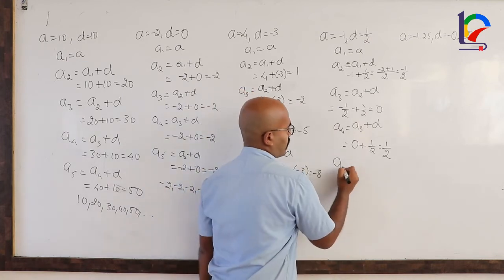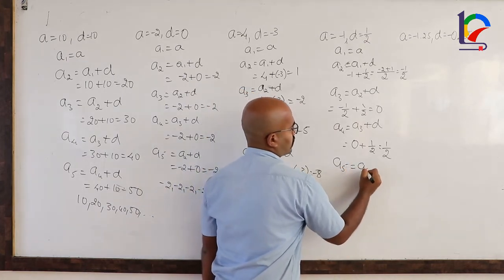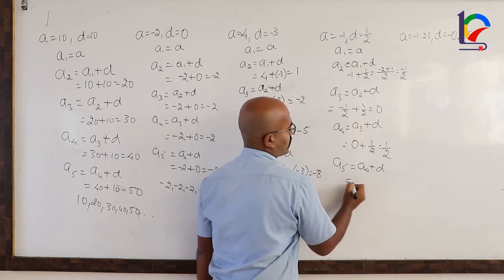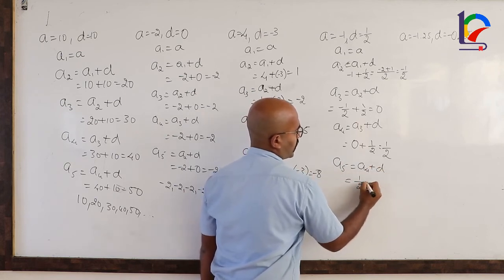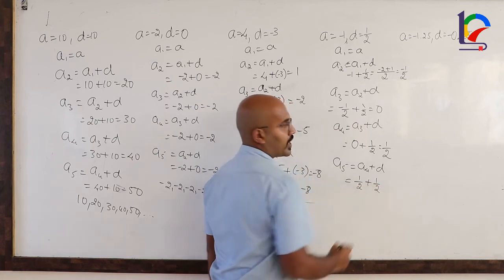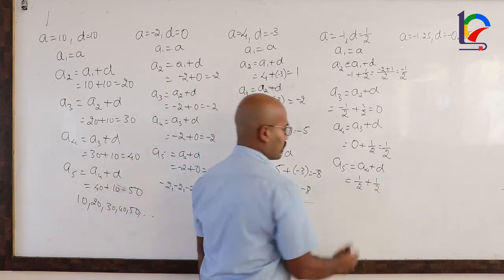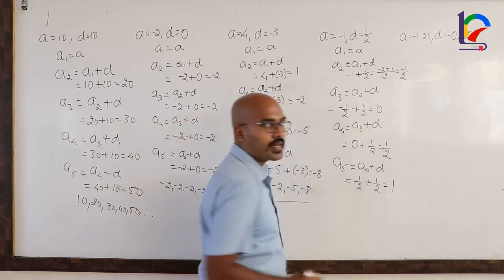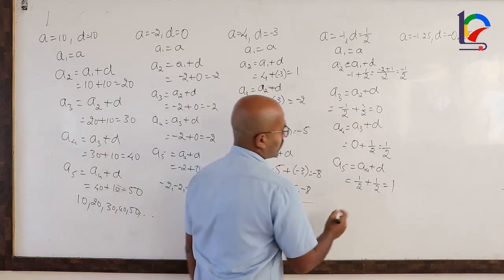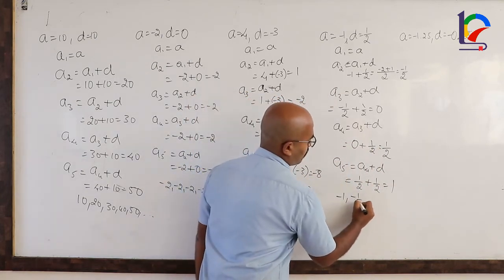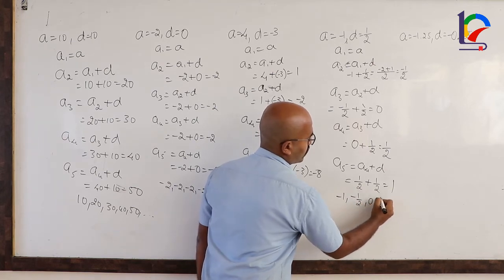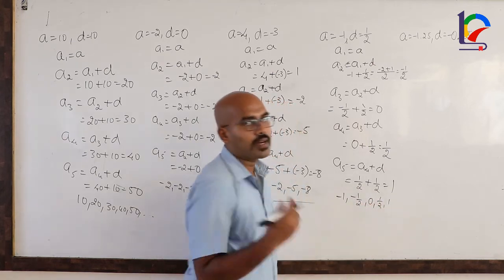Similarly, fifth term, that is fourth term plus the common difference. What is fourth term? 1 by 2. What is the common difference? 1 by 2. When you add 1 by 2 to 1 by 2, it will be 1. So the first few terms are minus 1, minus 1 by 2, 0, 1 by 2 and 1.